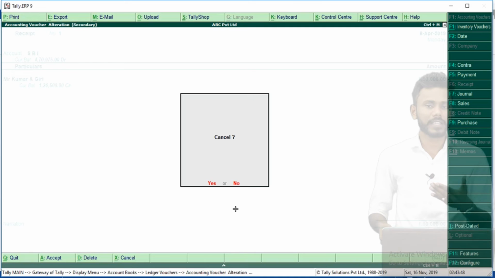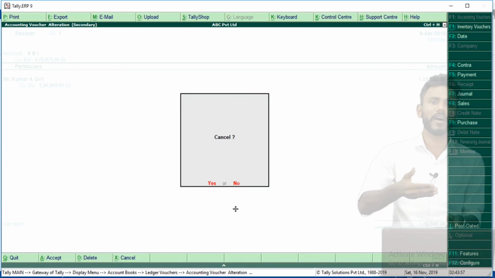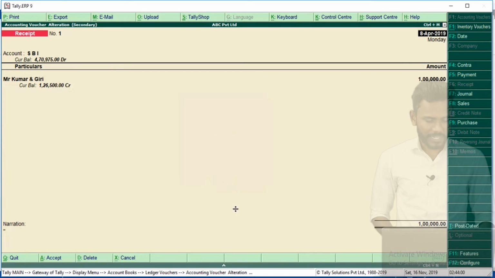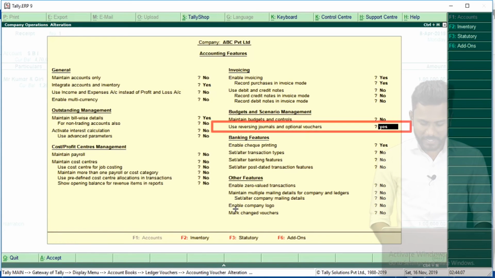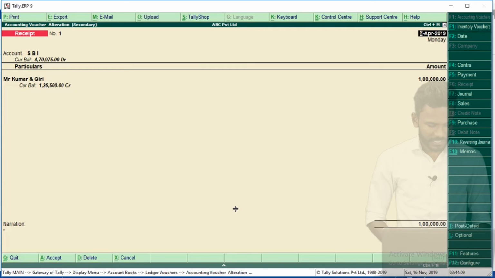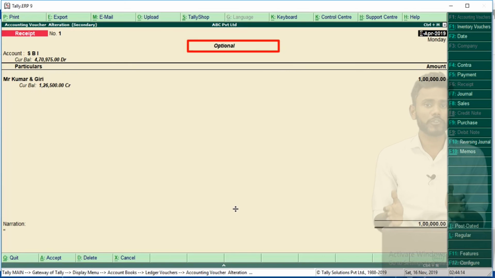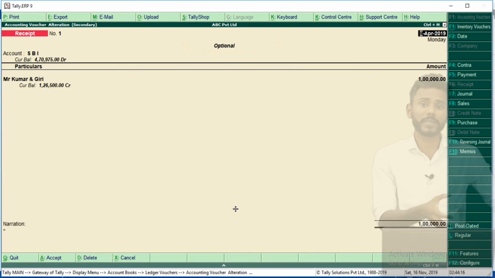So instead of cancelling the voucher on 30th of April, just convert the regular voucher into a pending voucher. Then on 1st May, you just change the date and convert the same voucher into a regular voucher. That's it. So instead of cancelling the voucher, I press F11, go to the accounting features, and enable use reversing journals and optional vouchers, yes, and directly press Ctrl plus L to keep the check in pending. I don't want to show the effect of 1 lakh in my company book of accounts in the month of April. So I'm just converting the regular voucher into a pending voucher.